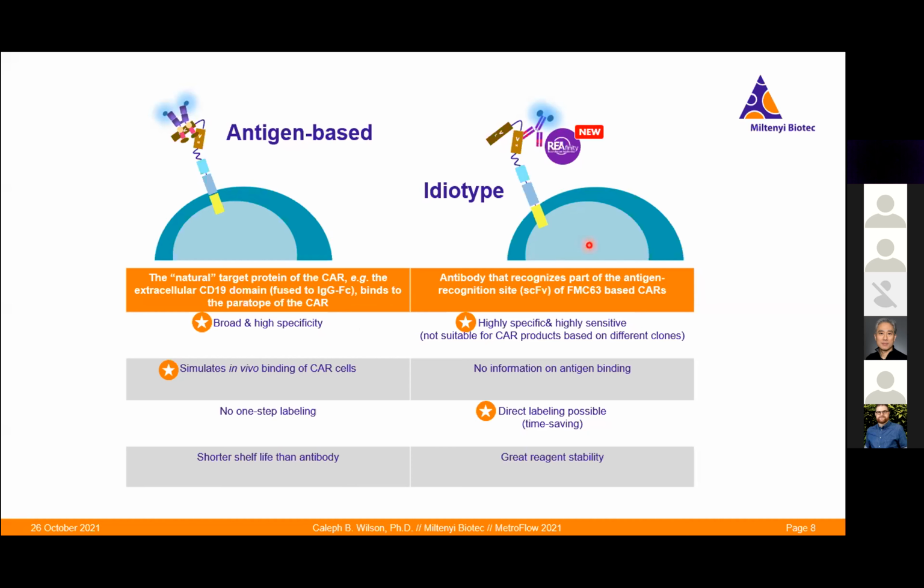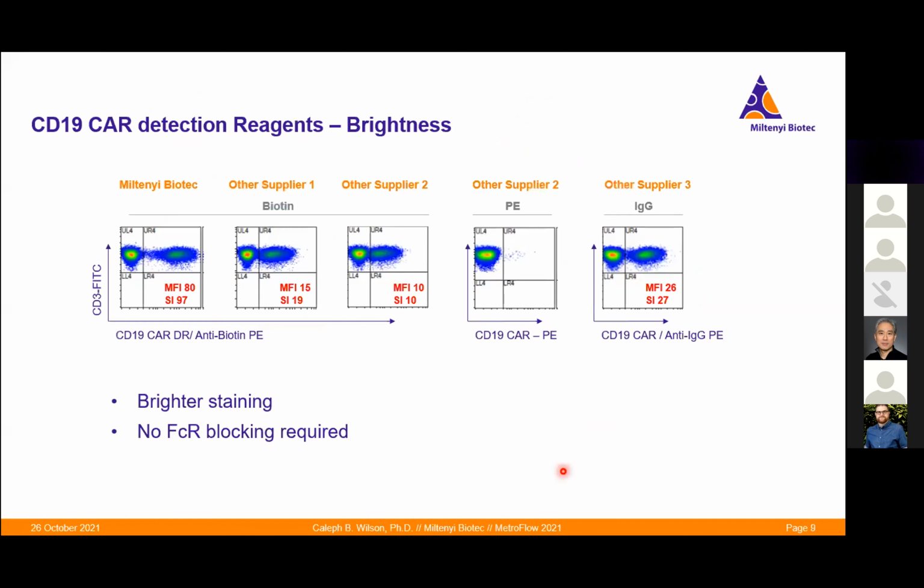And when we talk about the idiotypes, those are highly specific, highly sensitive, and the limitation is they're not broadly specific. They're not good for CAR molecules that have different idiotypes. So if you mix up your clones, you will lose that ability to detect it. And then also there's some direct labeling, so you can shorten the time frame. But these reagents have great shelf life and great stability.